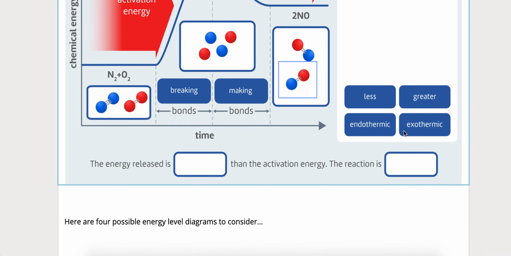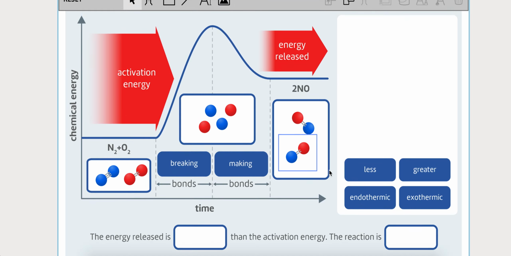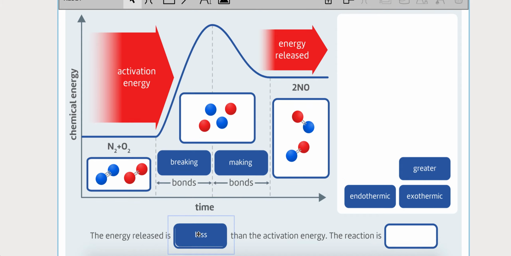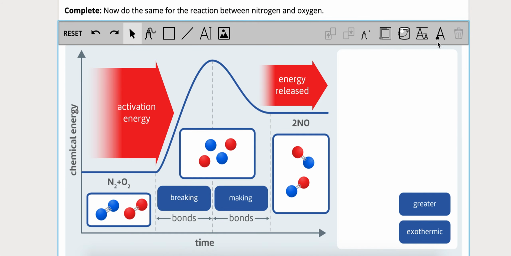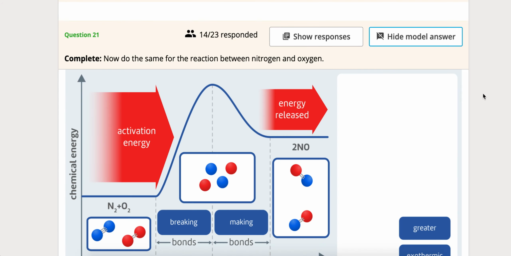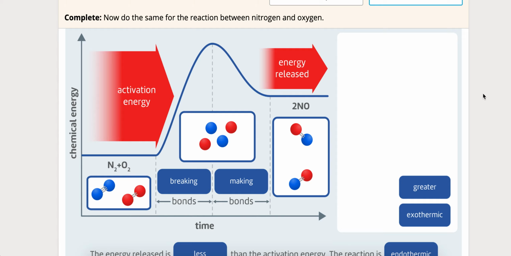Once again, we have a sentence to complete. The energy released is something than the activation energy. As a result, this reaction is something. So, what we can see here is that the energy released is actually less than the activation energy required. So we're going to go ahead and move this one over here. And as a result, this reaction is actually endothermic, just like that. So we'll go ahead and show that model answer, and it's the exact same.